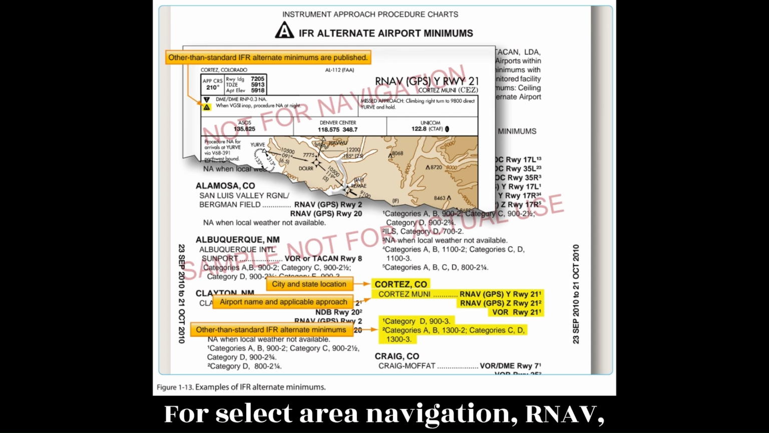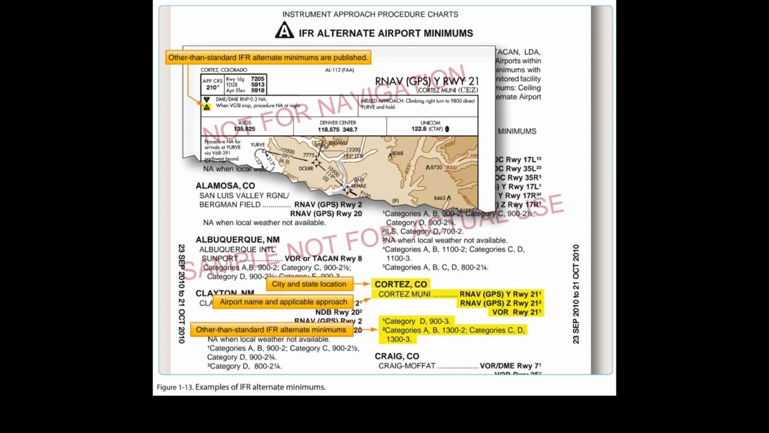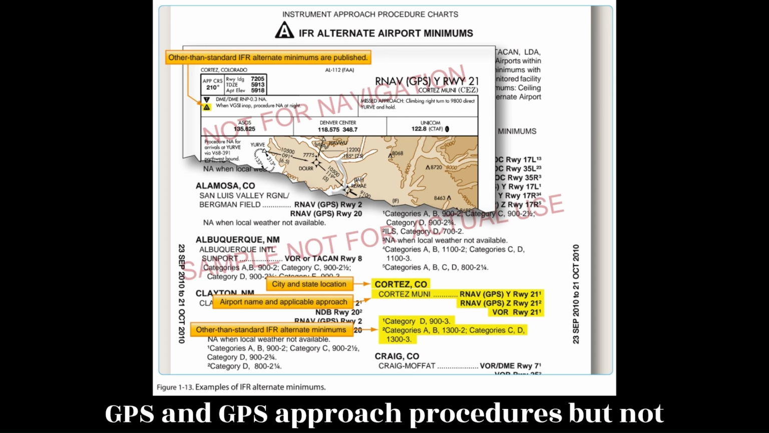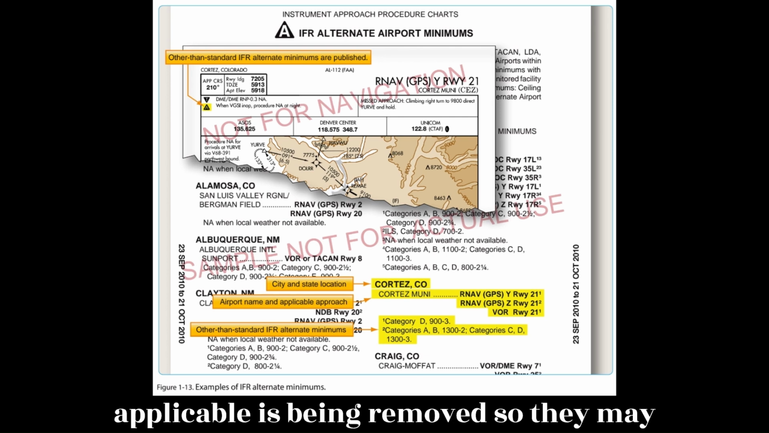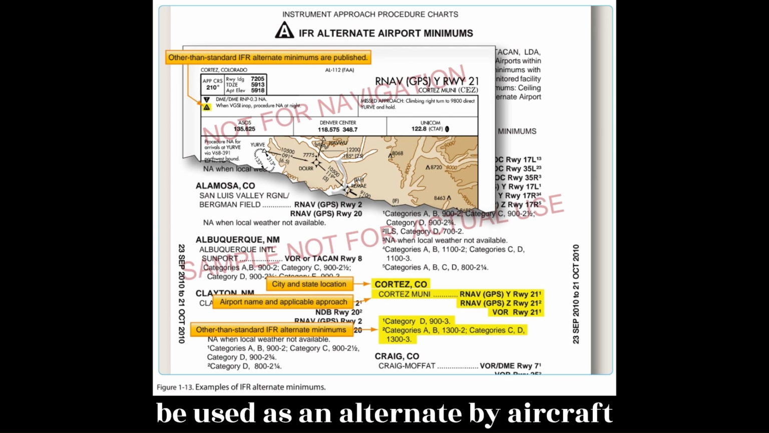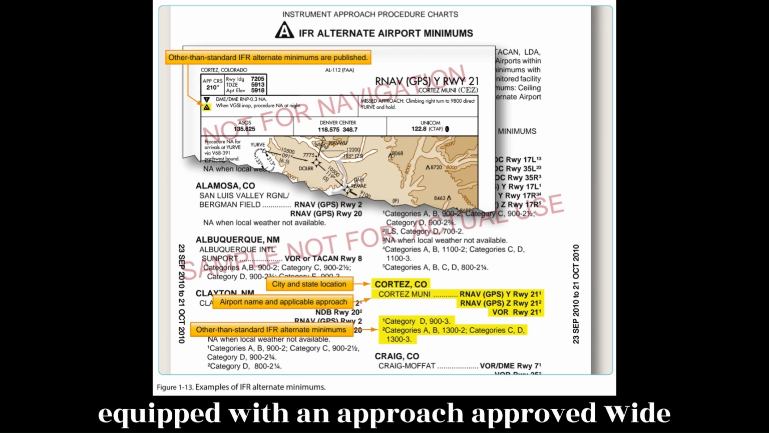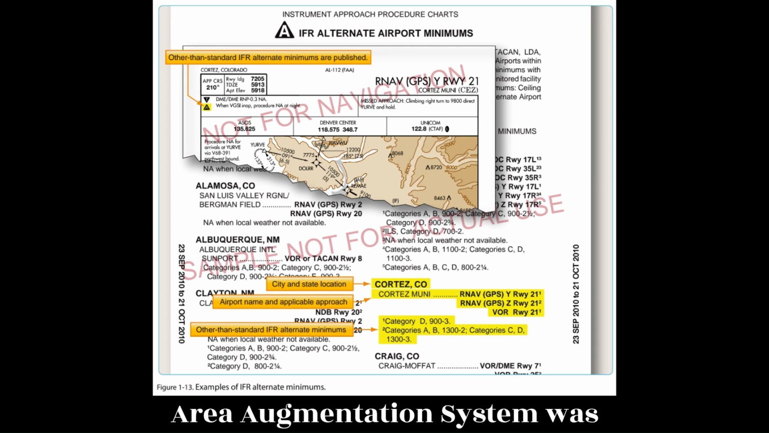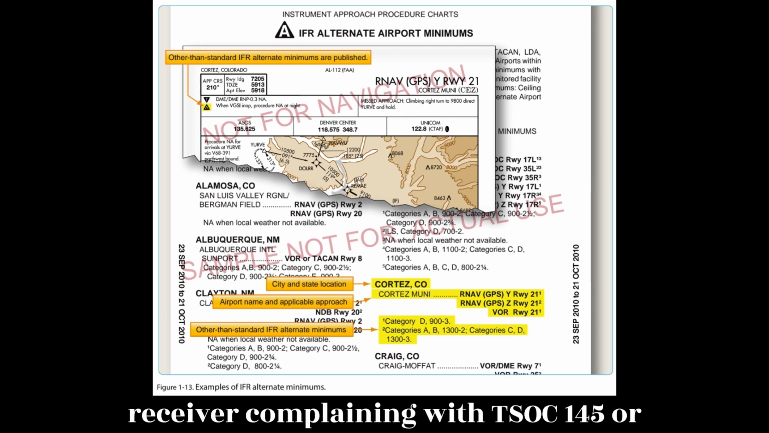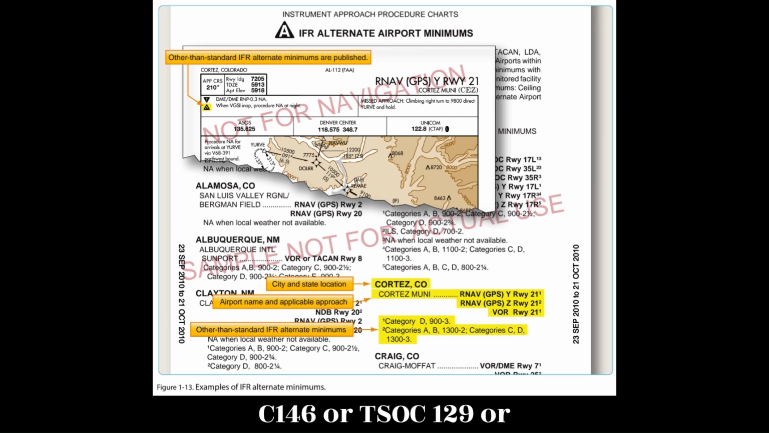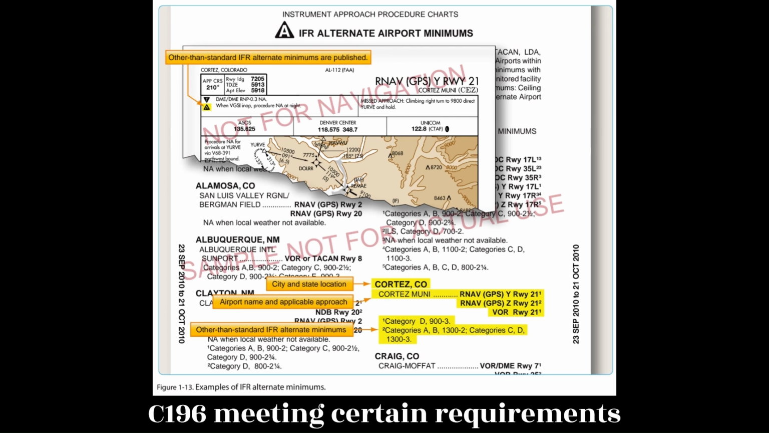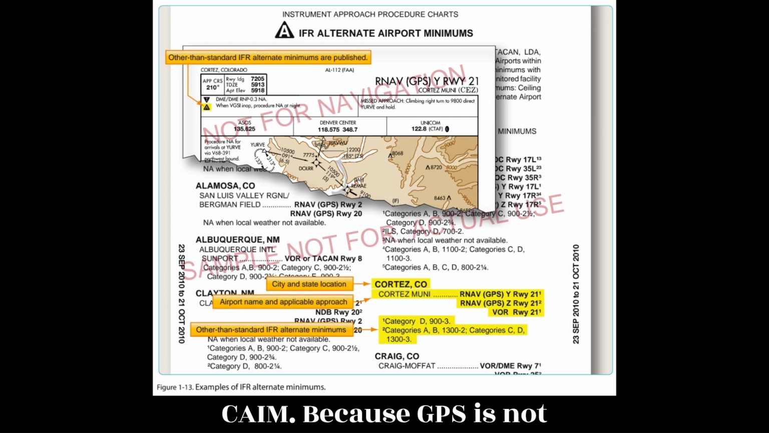For select area navigation, RNAV, GPS and GPS approach procedures, the not applicable is being removed so they may be used as an alternate by aircraft equipped with an approach-approved Wide Area Augmentation System, WAAS, receiver complying with TSO C-145 or C-146, or TSO C-129 or C-196 meeting certain requirements, RAIM.